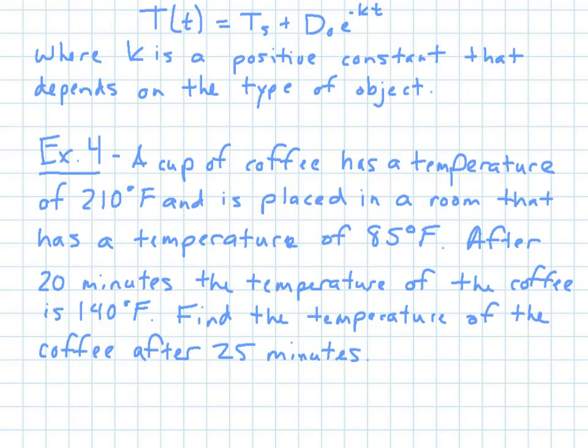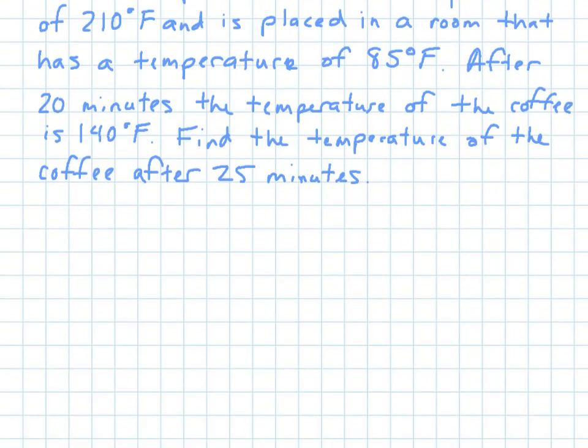Example 4 is talking about a cup of coffee that has a temperature of 210 degrees Fahrenheit and is placed in a room that has a temperature of 85 degrees Fahrenheit. After 20 minutes, the temperature of the coffee is 140 degrees Fahrenheit. Find the temperature of the coffee after 25 minutes. Here, they're giving you enough information at the beginning to help you find that constant k, specifically made for the cooling of a cup of coffee.